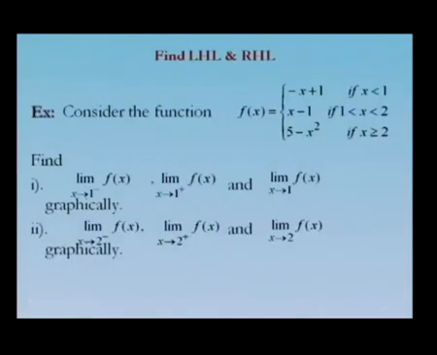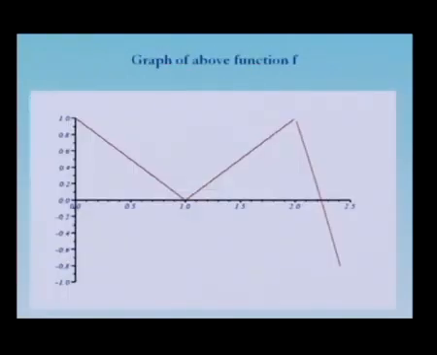Now consider some examples here. In these examples we will find the left hand limit and right hand limit. The function given here is f(x) equals -x + 1 if x is less than 1, it is x - 1 if x lies strictly between 1 and 2, and it is 5 - x² if x is greater than or equal to 2. Let us find the left hand limit, right hand limit, and the limit of function f at the point 1 graphically. The graph for the function is given here.